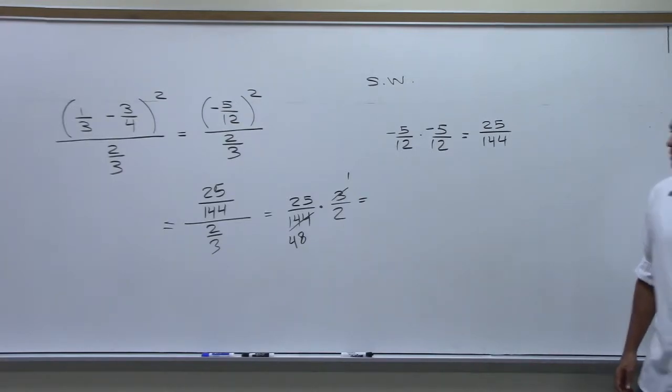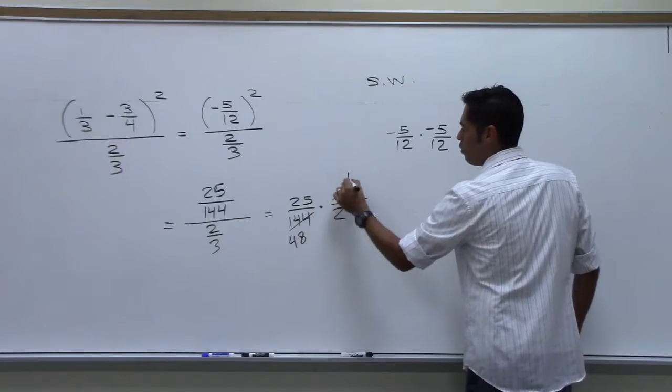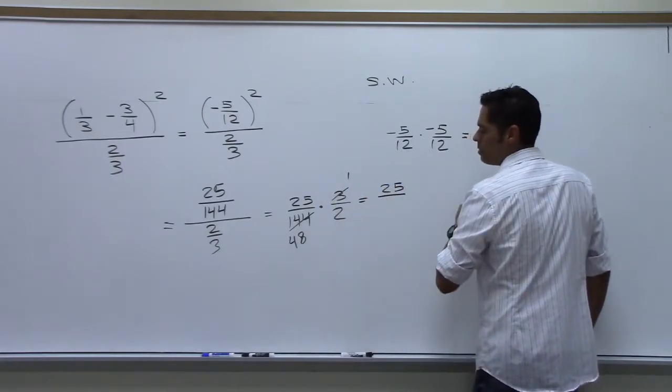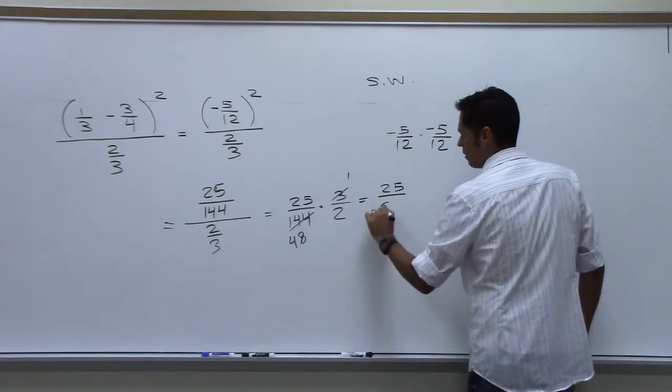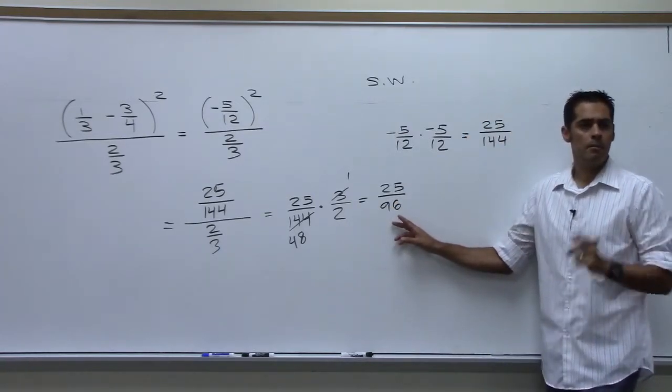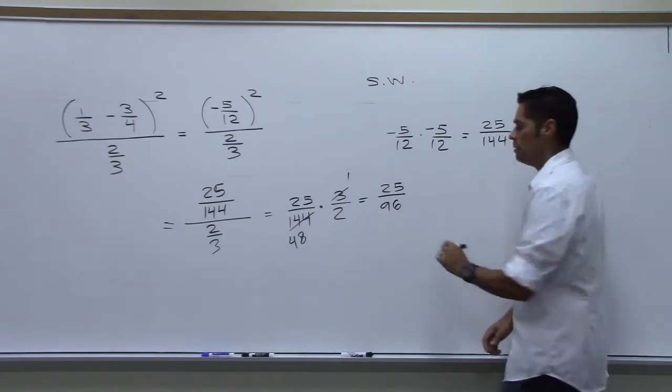25 times 1 is 25 over 48 times 2, which is 96. Make sense? Okay.